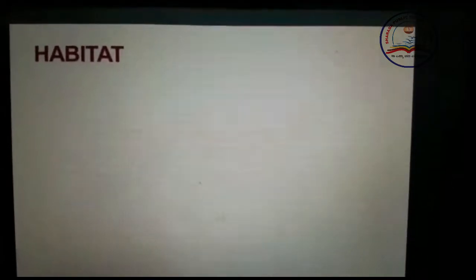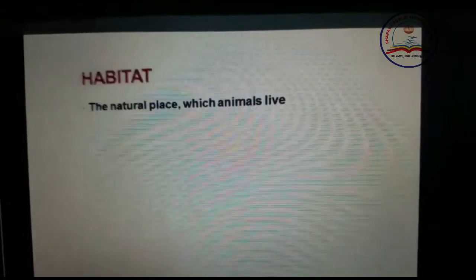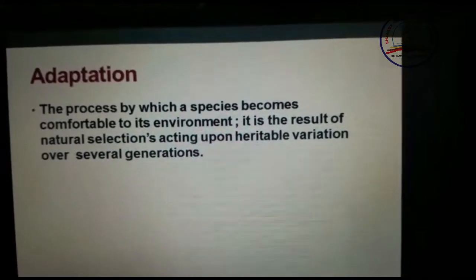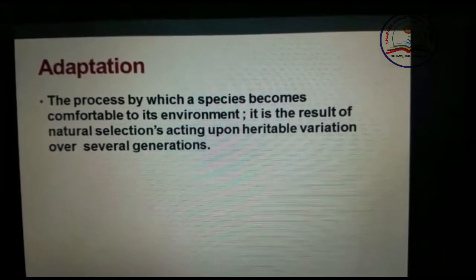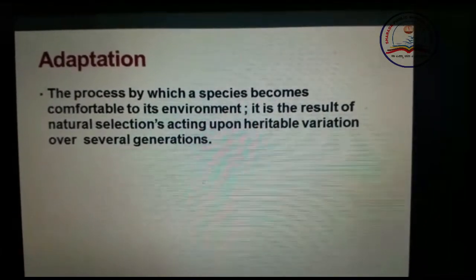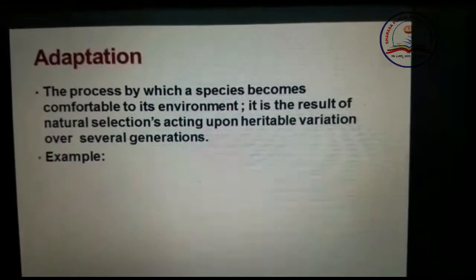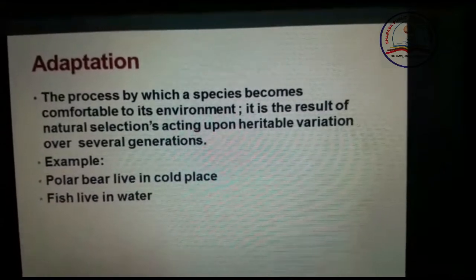Now let's learn the definition of habitat. The natural place where animals live. Now let's learn the definition of adaptation. The process by which a species becomes comfortable in its environment. It is a result of natural selection acting upon heritable variation over several generations. For example, polar bears live in cold places, fish live in water.